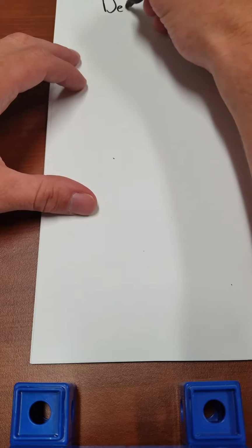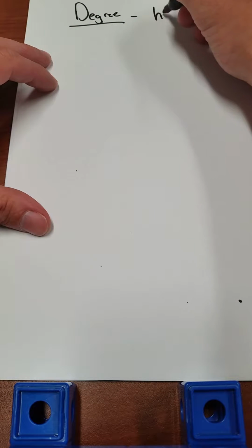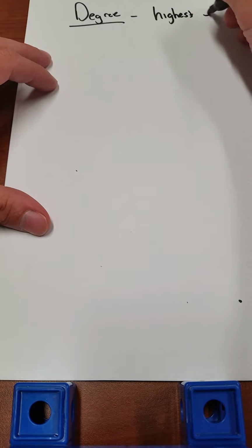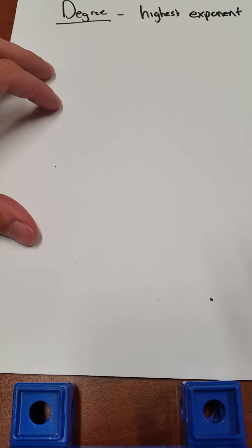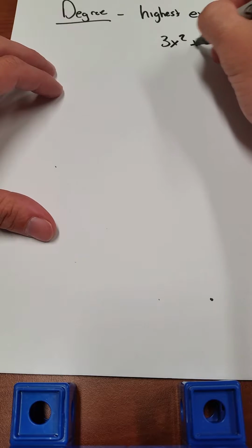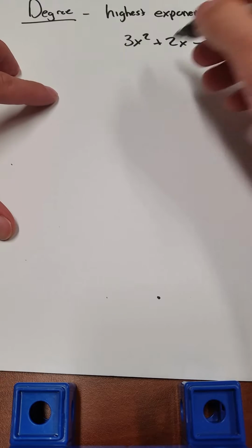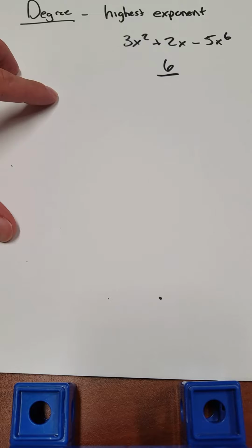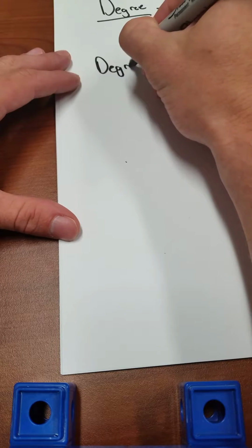The other way that we're going to name a polynomial is by what's called the degree. We've talked about the degree before. The degree simply means highest exponent. The highest exponent is the degree. So if we have something that's 3x squared plus 2x minus 5x to the 6th, this is a 6, would be the degree of our polynomial. Okay? The highest exponent is 6. You don't go with which one goes first, you go with the highest one. So the way that we name it, by the degree.